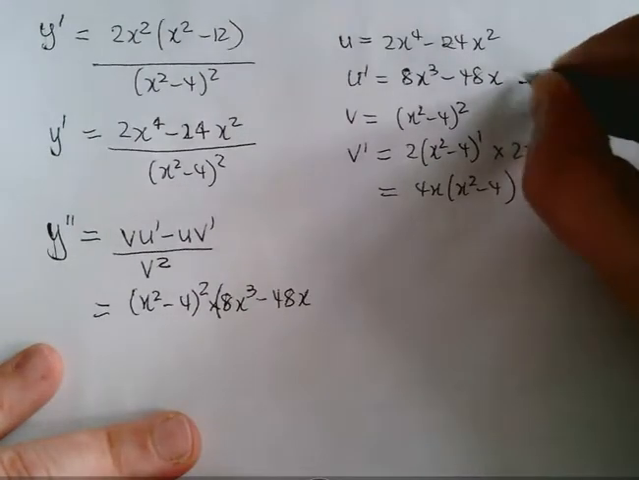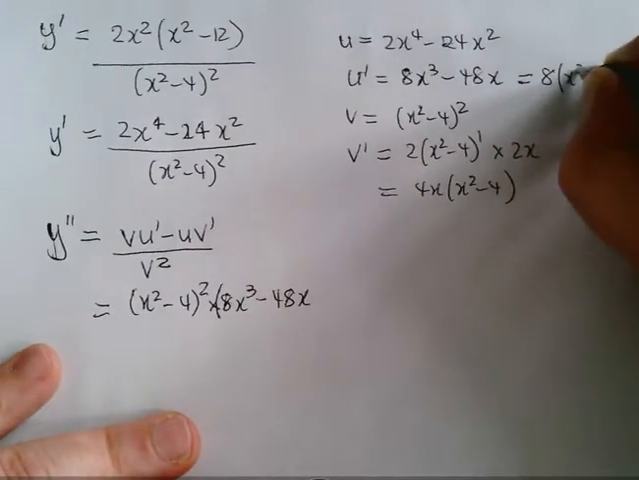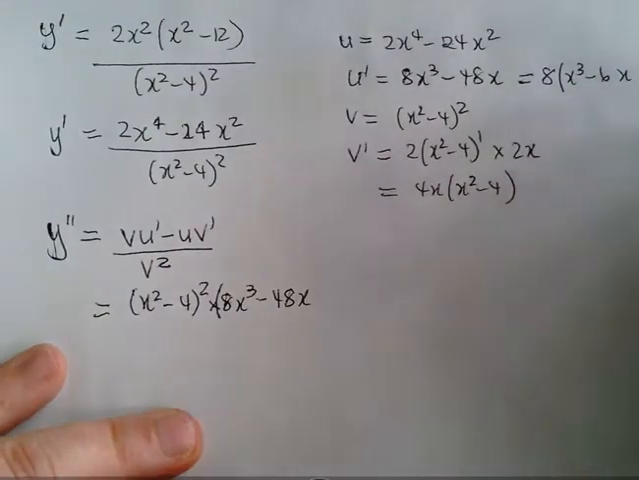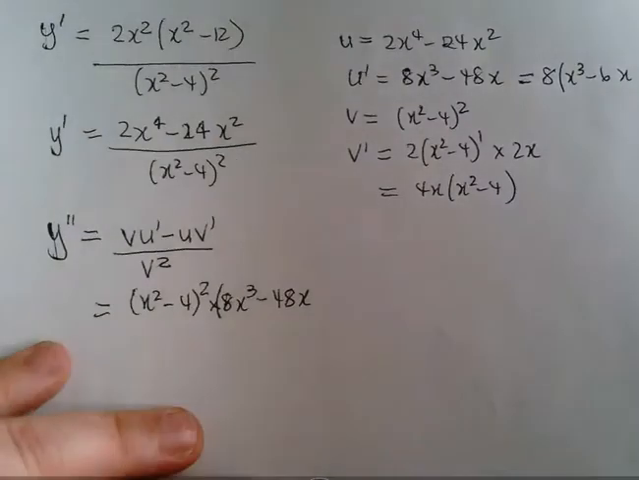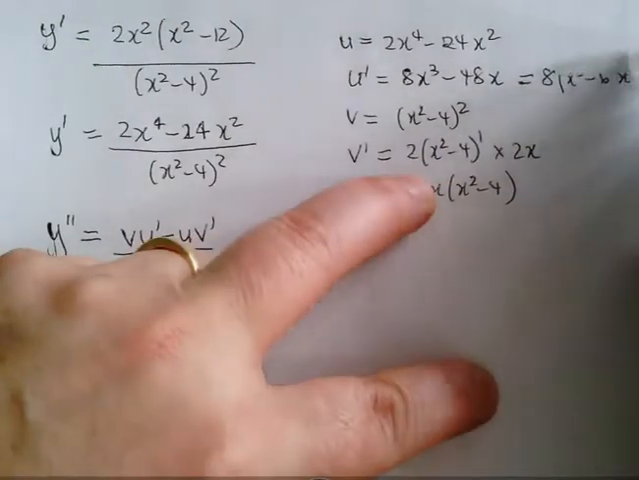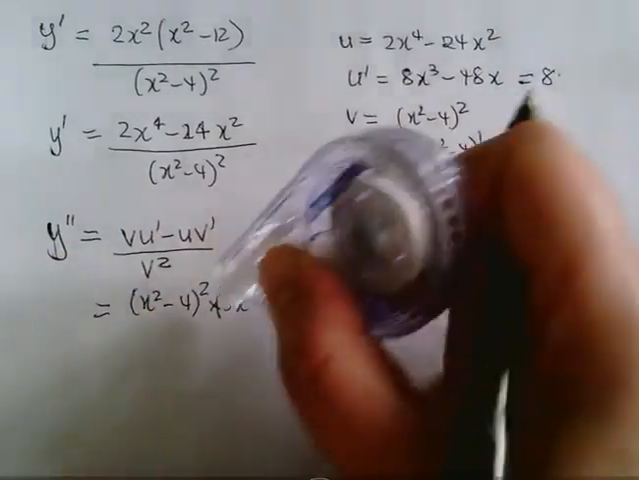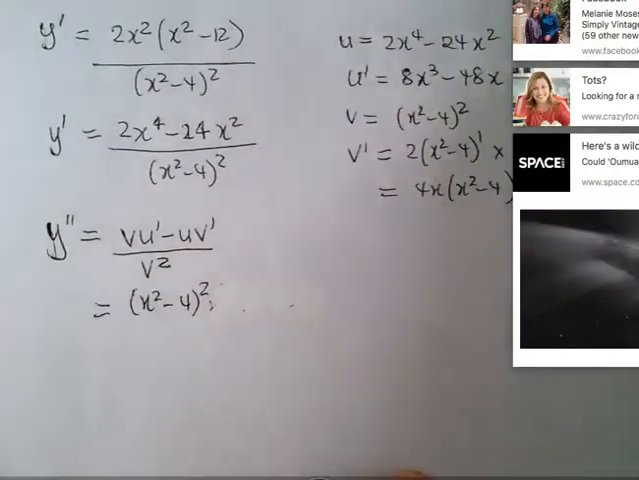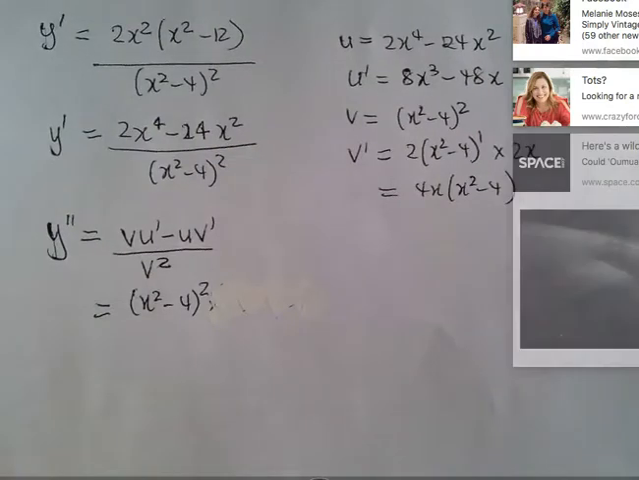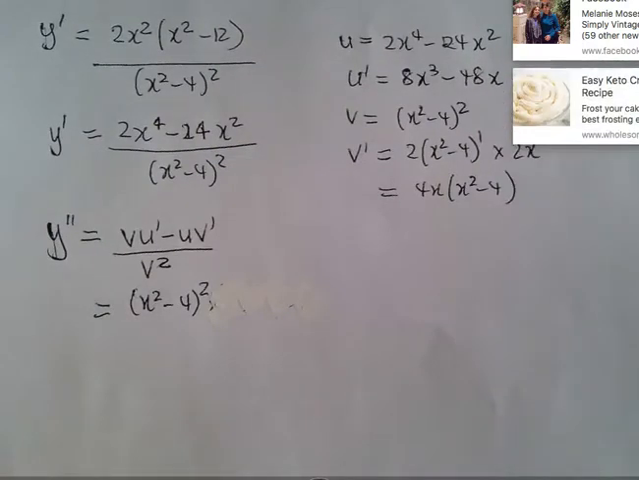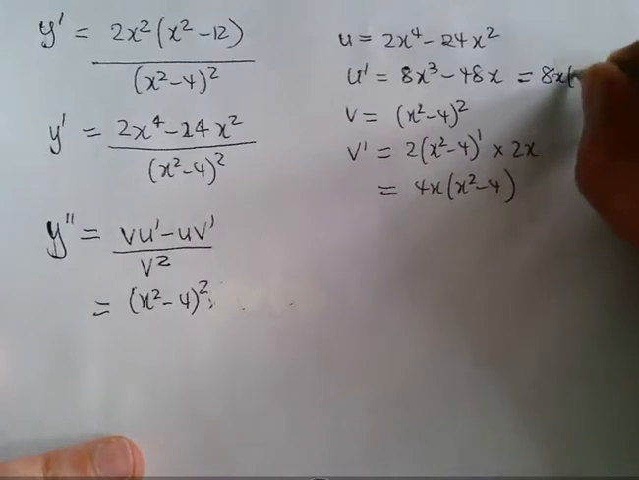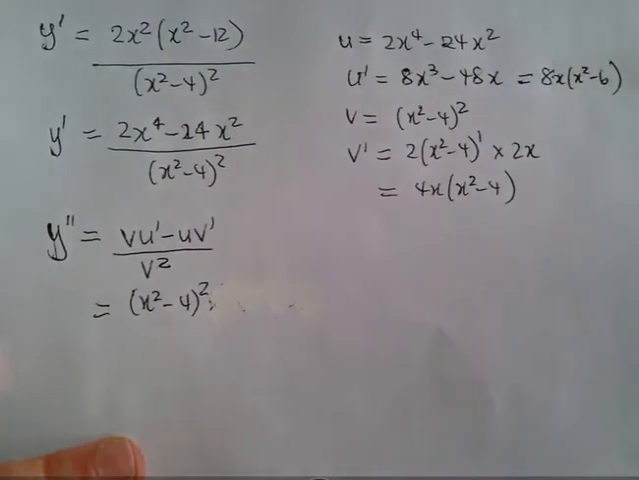Can I have the liquid paper, please? I'm going to make this 8 bracket x cubed minus 6x. Actually, why don't I take an x out as well? Might do that. Come back up here. Just to make it easier to factorize later. Otherwise it's going to be too hard. Okay, 8x, x squared minus 6. I'm going to do that.